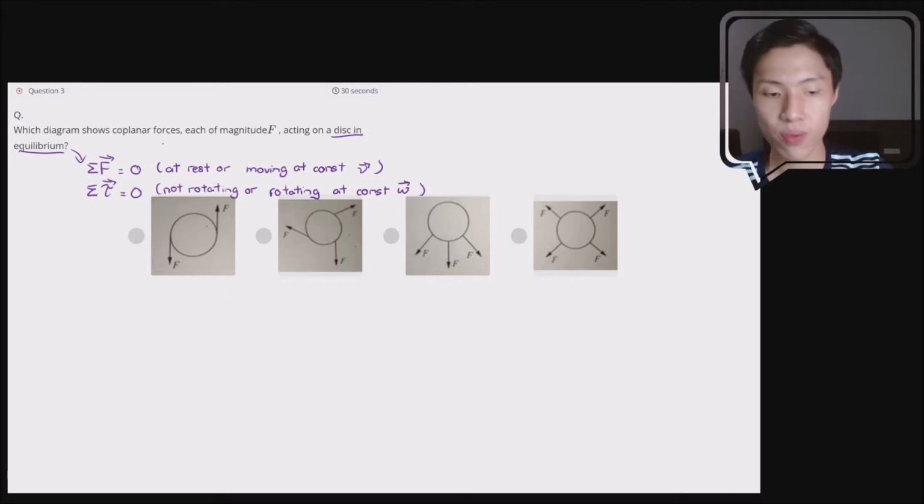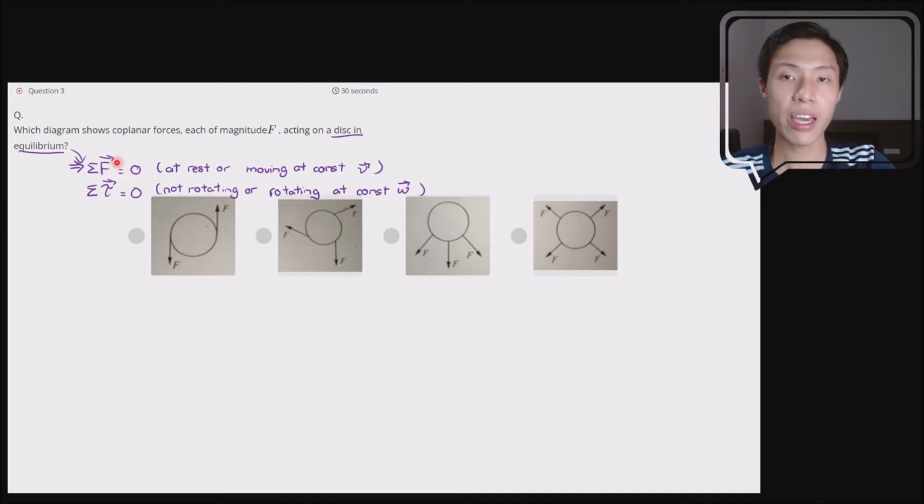So let's look at sum of force equals 0 first. Let's see which diagram here obeys this criterion where the sum of force is equal to 0. We have to beware that each of the forces here has the same magnitude. That's why they label everything by F. If they had different magnitudes, they'd probably label them F1, F2, or F3, or 2F, something like that. But since everything is labeled with the same symbol F, you should expect each of the individual forces here to have the same magnitude.